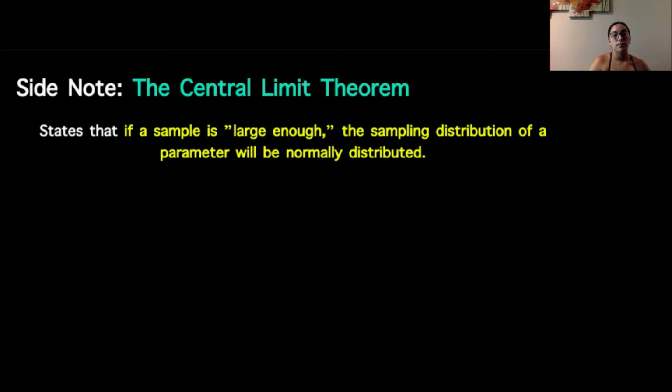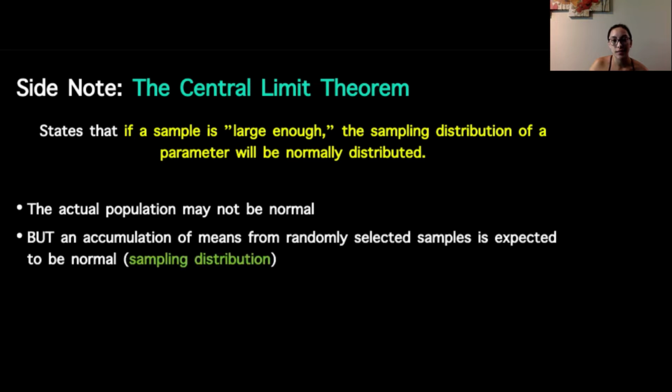Usually once you get to a big enough number in your sample, it should be more or less what your population should look like. It doesn't matter if you add more people, your distribution should still assume a normal shape. The actual population may not be normal though, so that's something to consider. We usually assume that it is, which is why we take that assumption on for our statistical tests. But when you take an accumulation of your means from randomly selected samples, that distribution should be normal.